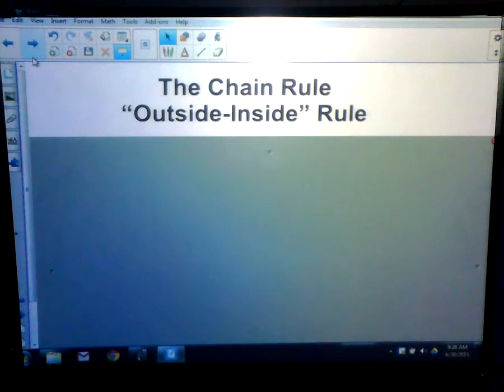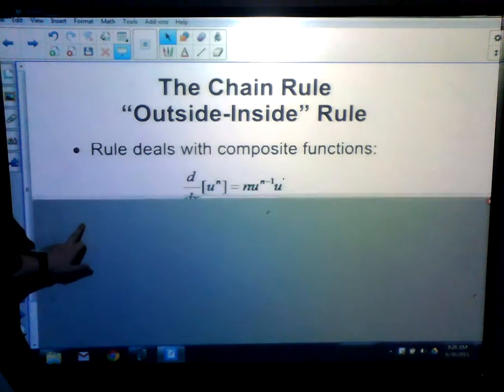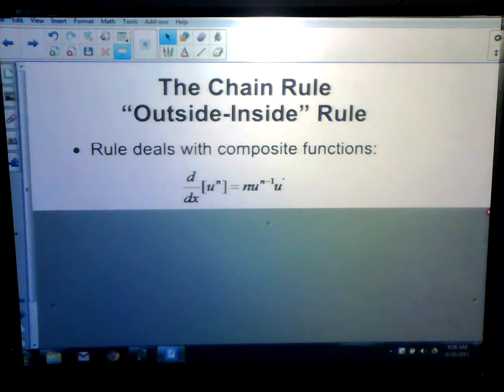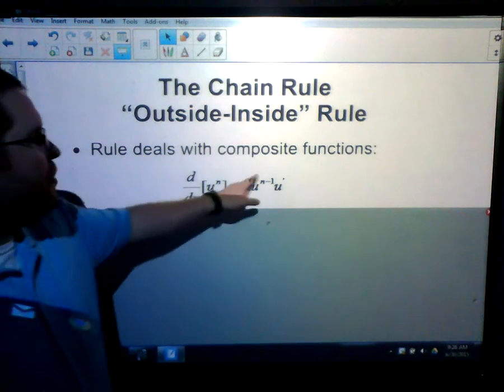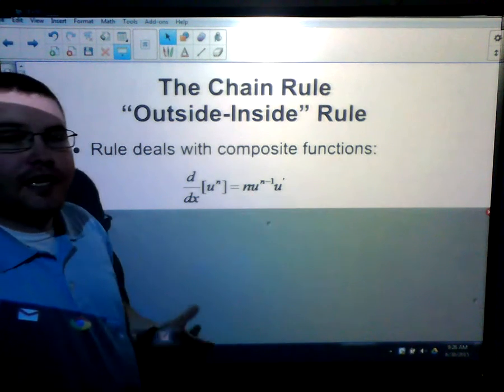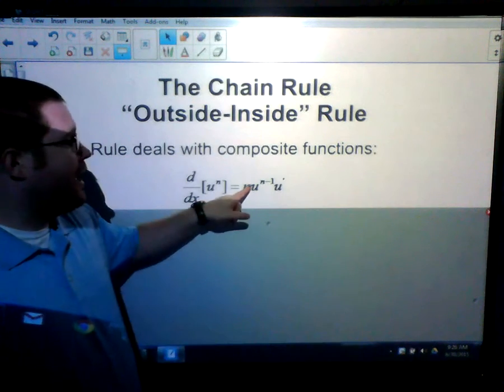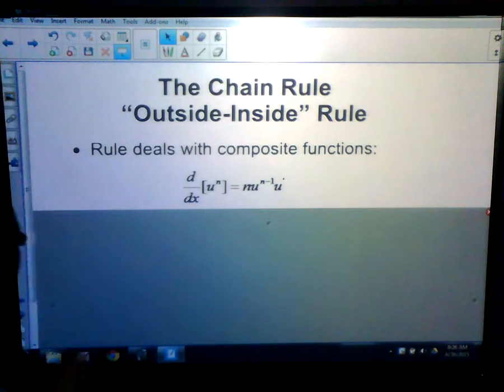The chain rule, I like to think of it as the outside-inside rule. We're going to deal with composite functions. Those are things that have outsides and insides. It's one function inside of another function. We do the power rule like we normally would do. So we take care of the outside part first, and then we take care of the derivative of the inside part.